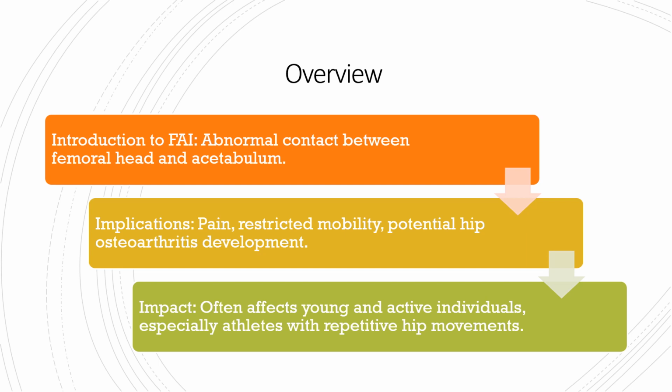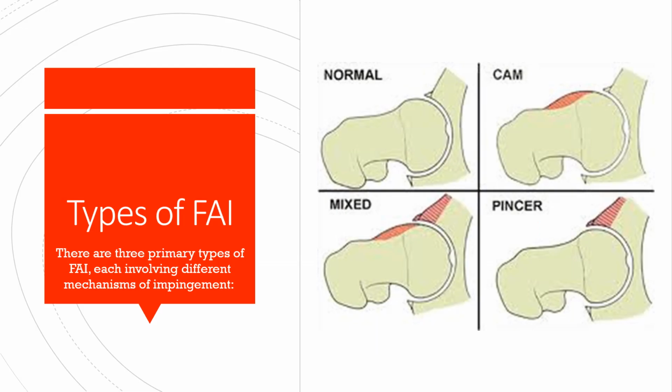FAI typically affects young and active individuals, particularly athletes involved in sports requiring repetitive hip movement. There are actually three primary types of FAI, and each of these involves different mechanisms of impingement. So we have CAM, we have mixed, and we have pincer.